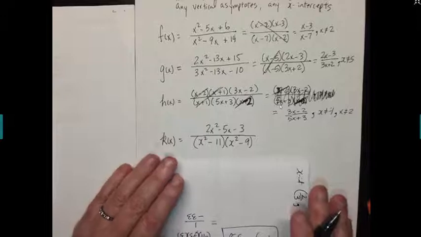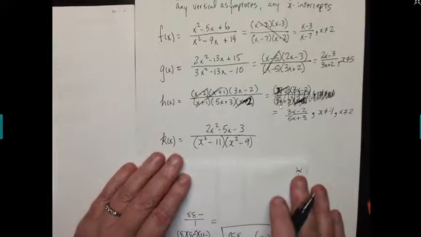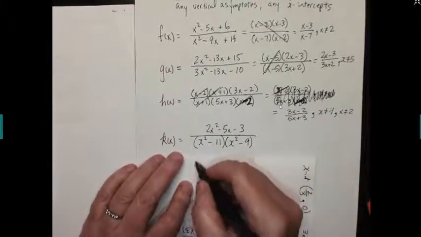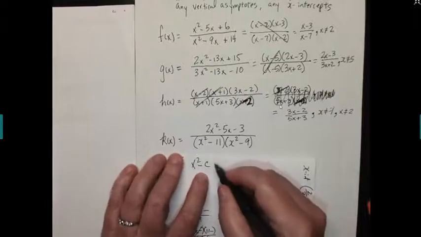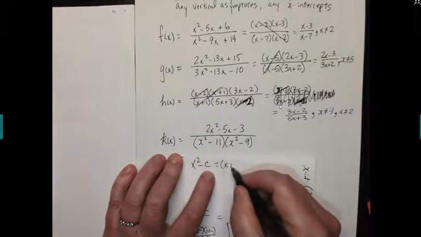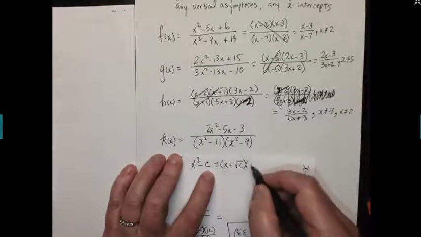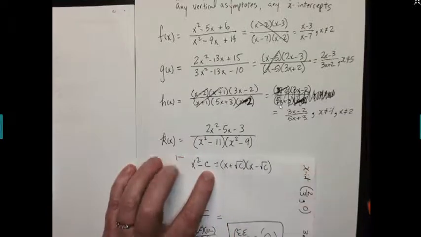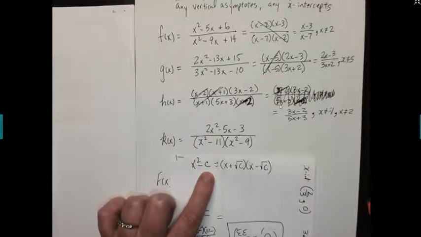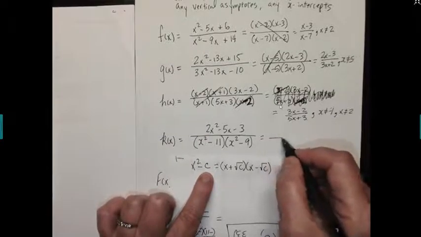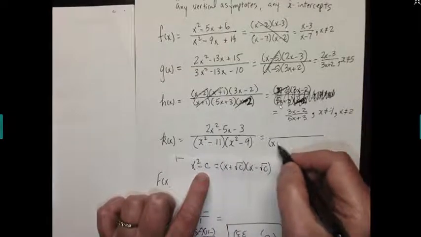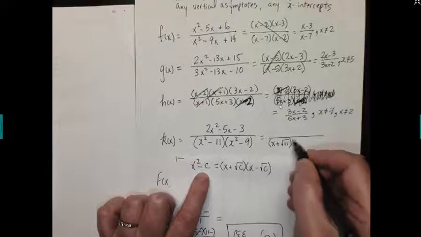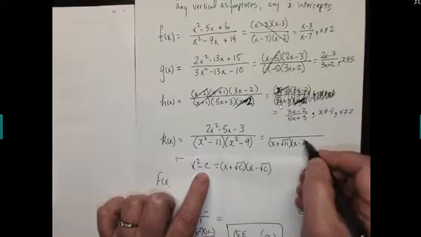Now, what about factored form? Whenever you have x squared minus a number c, it will factor as x plus the square root of c times x minus the square root of c. It will always factor, always. So in the denominator here, x squared minus 11 will factor as x plus the square root of 11 times x minus the square root of 11.